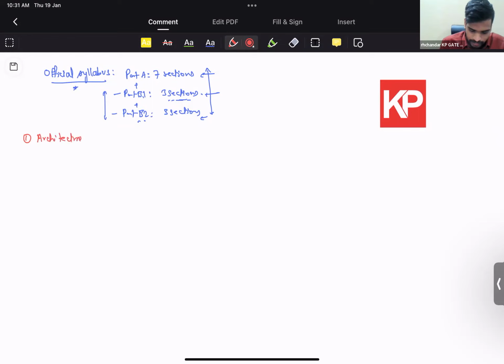Basics of architectural design and also architectural graphics. In this, you basically have design standards and also color theory, such basic concepts of graphics and architecture design. Second one is history of architecture, including modern architecture.